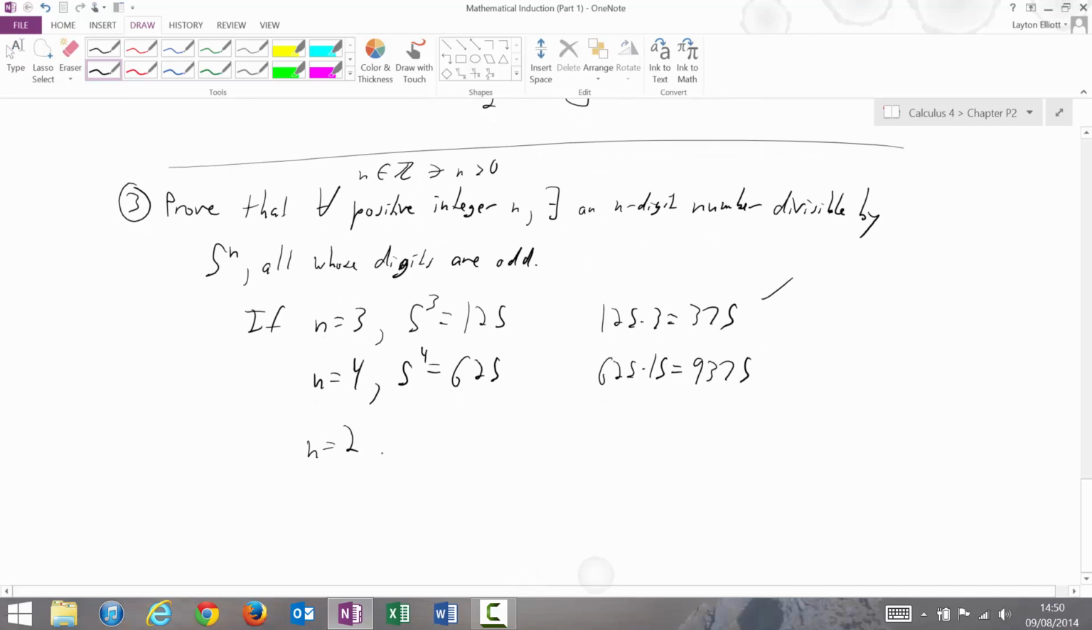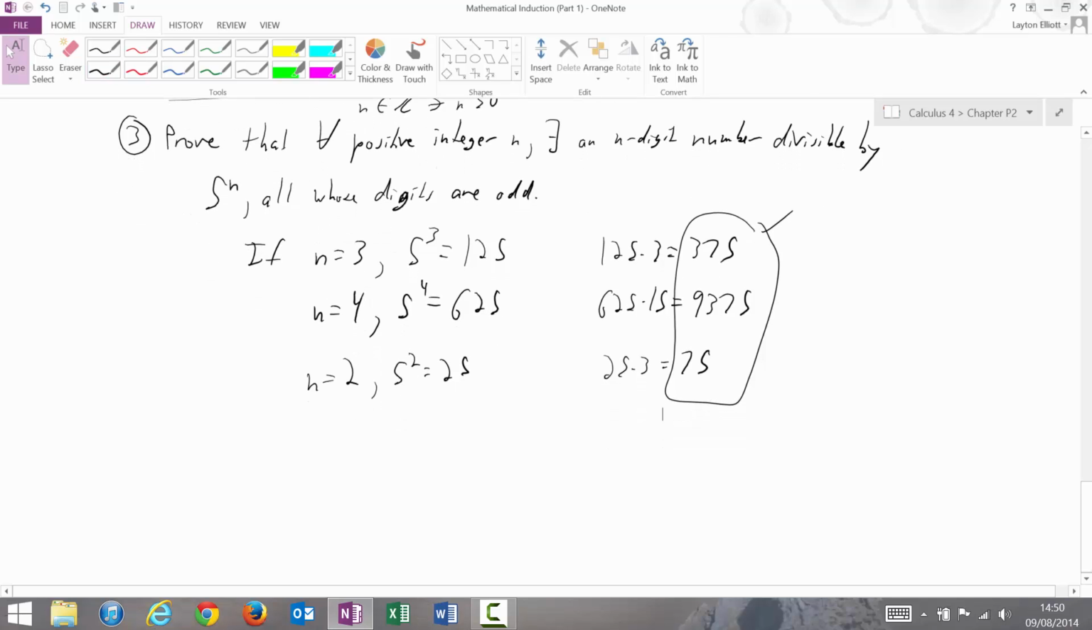n equals 2 should be relatively easy. I've got 5 squared is 25. 25 times 1, nope. Times 2, nope. But times 3, I get 75. 25 times 3 is 75. So I've got these digits that match the number of digits for the n. And I can prove this with induction. This is a relatively difficult one, but I want to show you how this works.